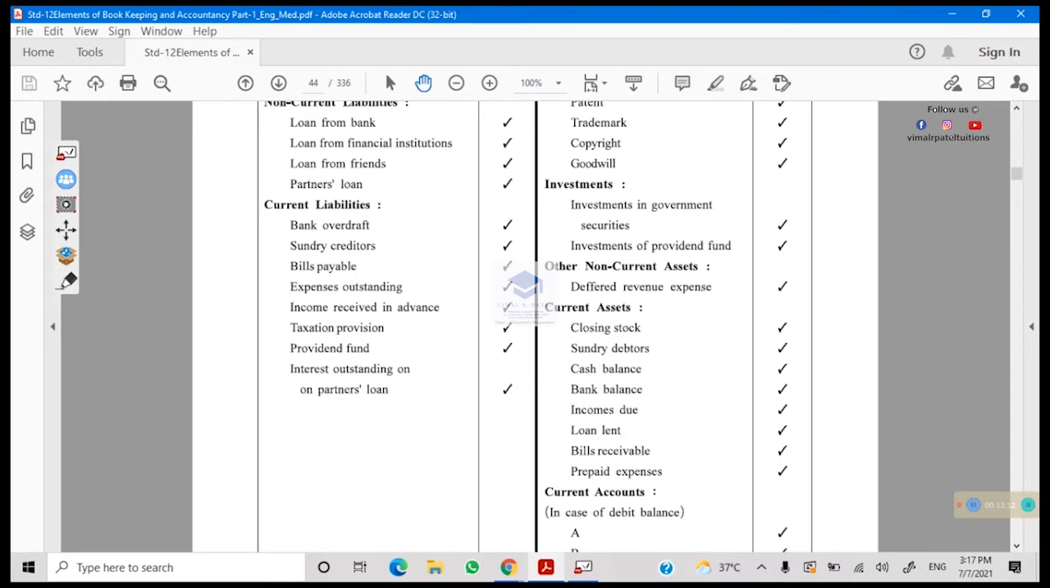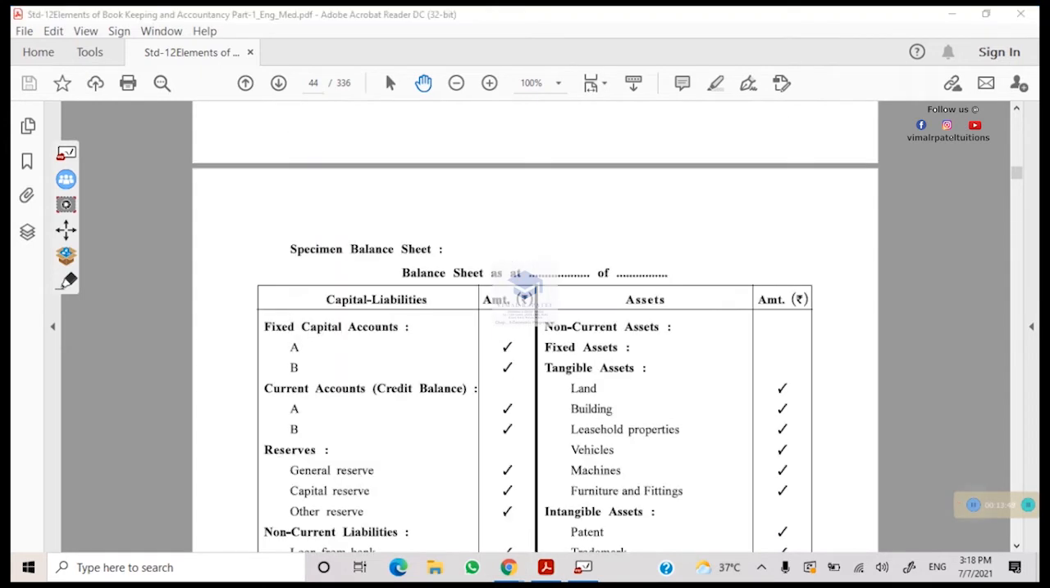Then current assets, these are such assets the value of which will change very often, like closing stock, sundry debtors, cash balance, bank balance, savings account balance, current account balance, fixed deposit, all will appear here. Then income due, or you can say outstanding income, accrued income, income which is due but not received. Then loan given, bills receivable, prepaid expense, all will appear on the asset side. If any partner's current account shows a debit balance, it will appear on the asset side of the balance sheet. So these are the formats.